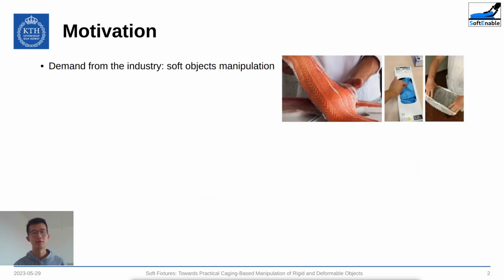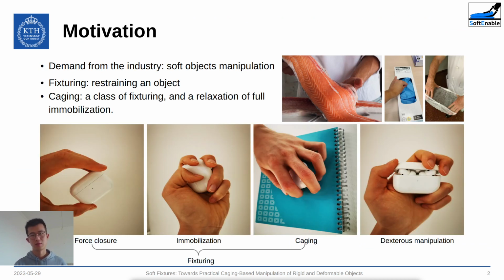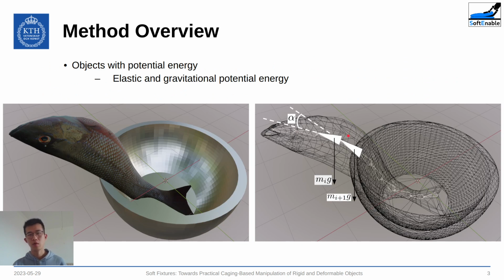As a part of the EU-funded project, we focus on problems of soft object manipulation in the food processing and healthcare industries. Some of these problems deal with restraining objects and reducing their mobility, which is called fixturing. We are making an effort to transfer some geometric methods of fixturing, such as caging, to deformable object manipulation. In this work, we pay our attention to general rigid objects and the class of deformable objects.